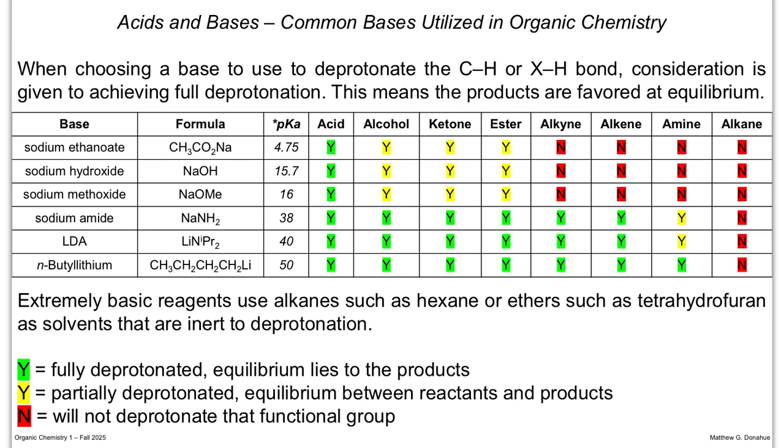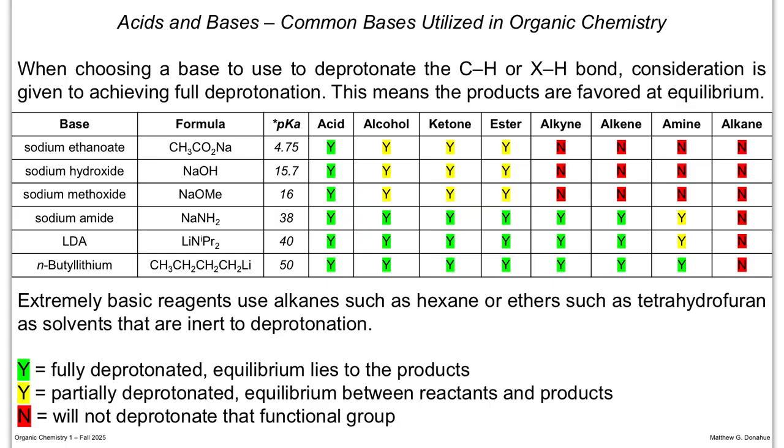So this table is basically a summary of all that. Here are your different functional groups. Here are those different bases. Here's the formula of those bases. And now this column is the pKa of the conjugate acid of these things. And so the stoplight, green, yellow, red, is basically telling you what base is appropriate to react with that functional group.